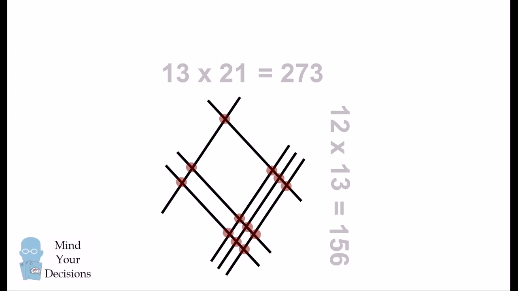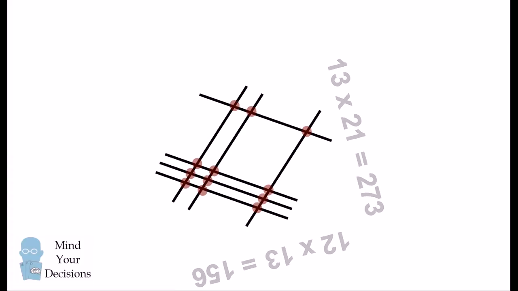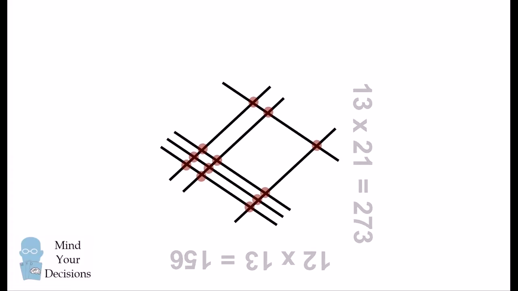But we can even do more. Let's go ahead and rotate this diagram by 90 degrees once more. We now have a new diagram, and we can solve another multiplication problem. The lines going up and to the right are 2 lines followed by 1 line, which is 21. The lines going to the bottom right are 3 lines and then 1 line. So that's 31. So this diagram represents 21 times 31.